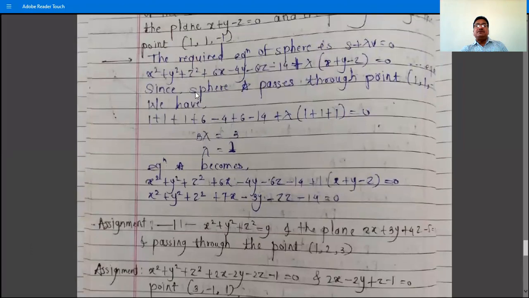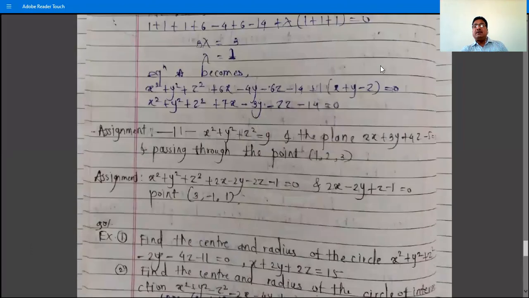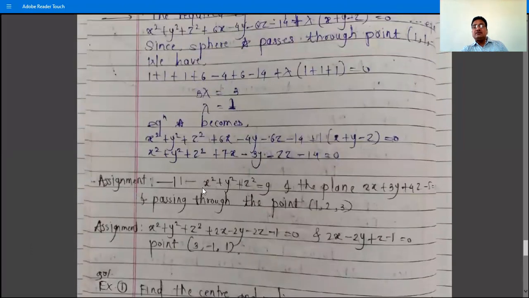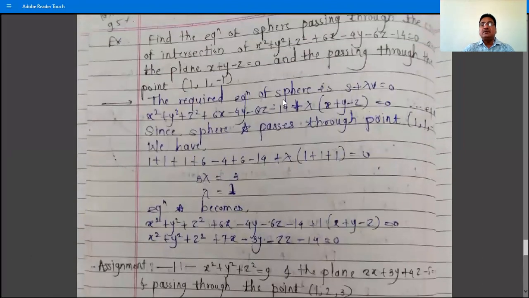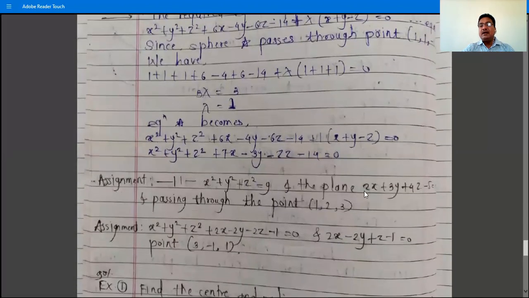The answer of this problem is: the equation of the required sphere is S plus lambda V is equal to 0. What is S? S is x square plus y square plus z square minus 9, so x square plus y square plus z square minus 9, plus lambda in bracket 2x plus 3y plus 4z minus 5, is equal to 0.